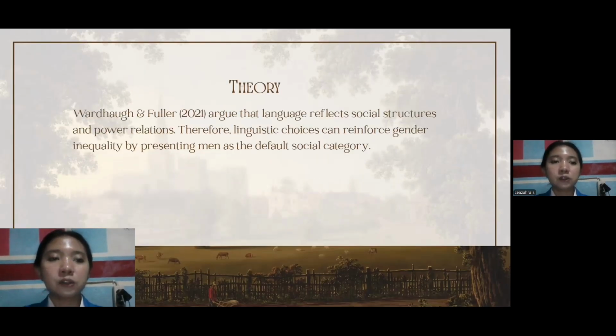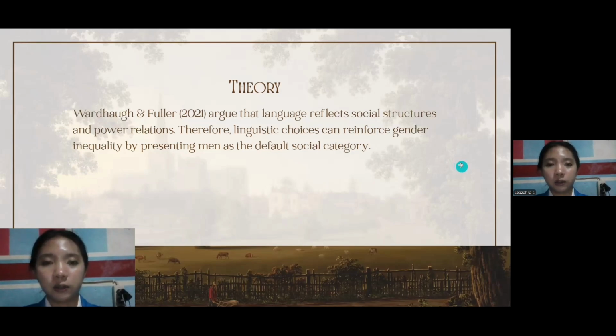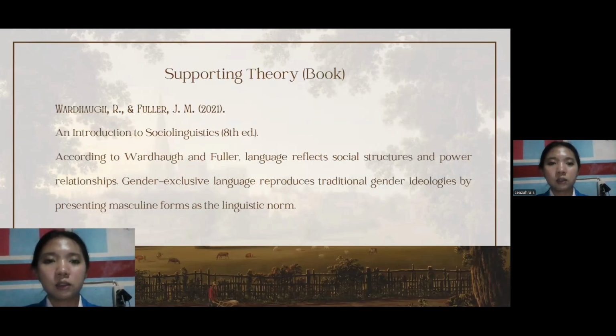Theory. I use Wardhaugh and Fuller's theory, which argues that language reflects social structure and power relations. Therefore, linguistic choice can reinforce gender inequality by presenting men as a default social category. Supporting theory: Wardhaugh and Fuller, An Introduction to Sociolinguistics. According to them, language reflects social structure and power relationships. Gender-exclusive language reproduces traditional gender ideology by presenting masculine forms as the linguistic norm.